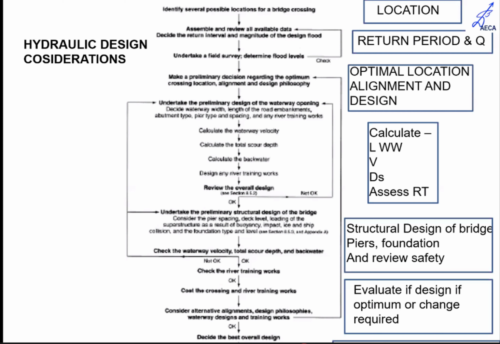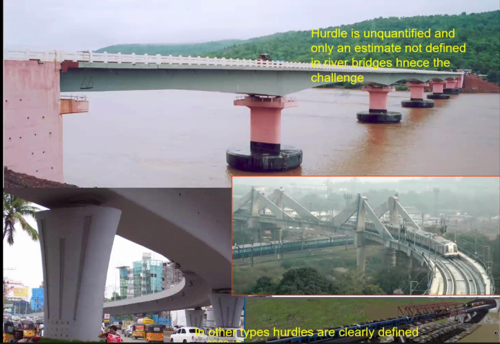Now, once optimal location, alignment, and design has been done, after estimating a discharge, we calculate the linear waterway, the velocity, the depth of the scour, and assess the river training works. After doing this, you can make a basic design of the bridge and the piers and the foundations so that you can arrive at the general alignment drawing, or the general plan of the whole bridge. If this design is acceptable, then it can be adopted for the final detailed structural design of the bridge.